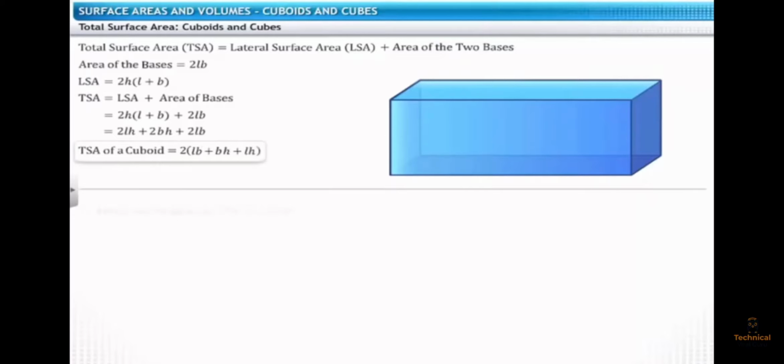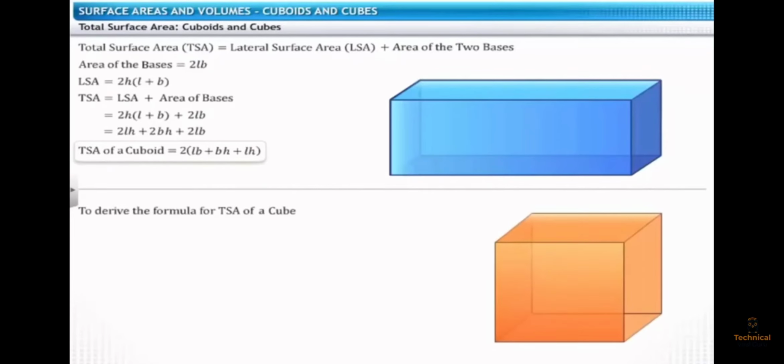We can use this formula to derive the formula for TSA of a cube. In case of a cube, the length, the breadth, and the height are equal. Let's assume these are A and substitute it in the formula. We get the formula for TSA of cube as 6A squared.